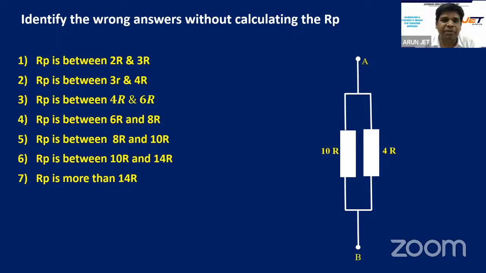Which one do you think is wrong? I revealed one wrong answer. Now you have to spot all the wrong answers in all the options. 7 options you have got.